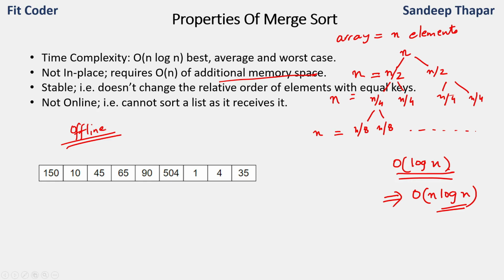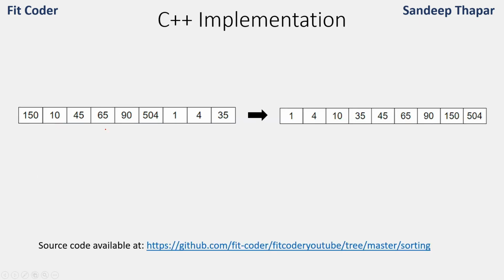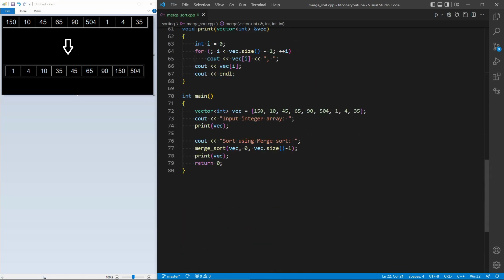Now let's have a look at the implementation of merge sort. All the source code that I will be showing is available on my GitHub repository, link of which is present here as well as in the description. Now let's have a look at the code. In the main function I have this array which is of 9 elements. I pass this array to the merge sort function. The low index is 0 and the high index is size minus 1, which is the last index.